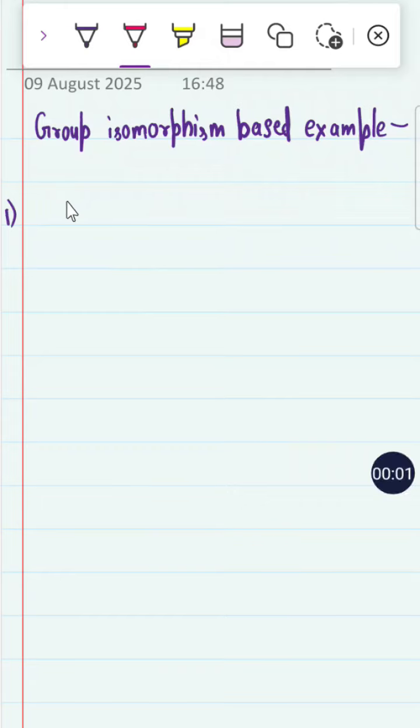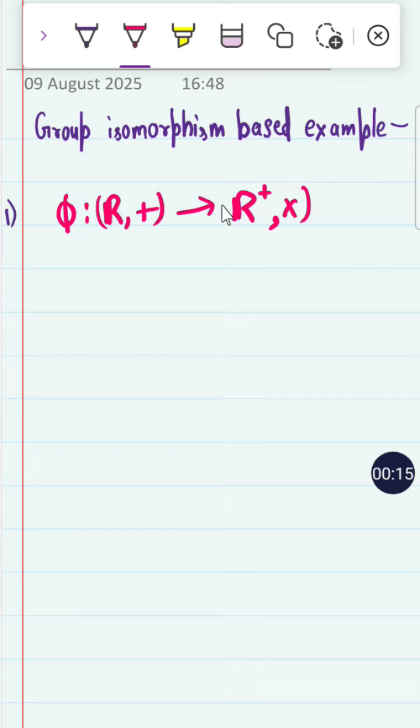Group isomorphism based example. First, the map phi is such that the real line with addition is mapped to R positive with multiplication. What is the map? Phi of x equals 2 to the power x. It can be 3 to the power x, 4 to the power x and so on. Okay, then we have to prove that it is an isomorphism map.